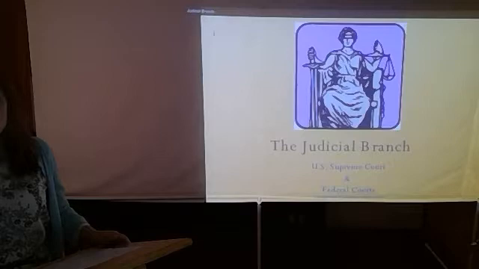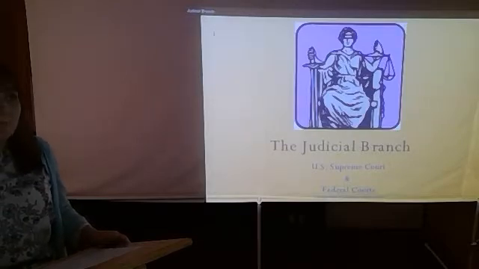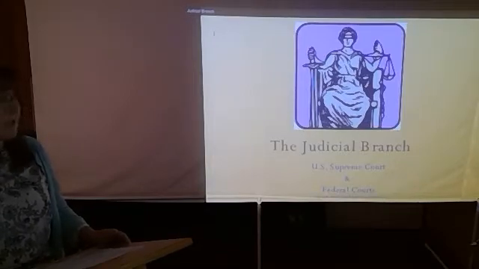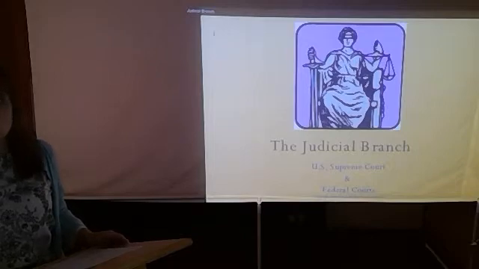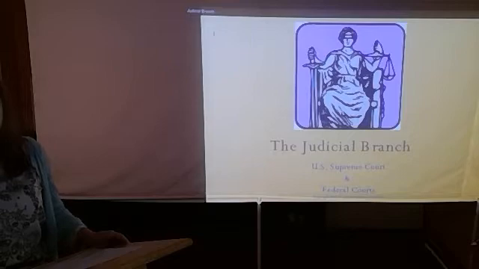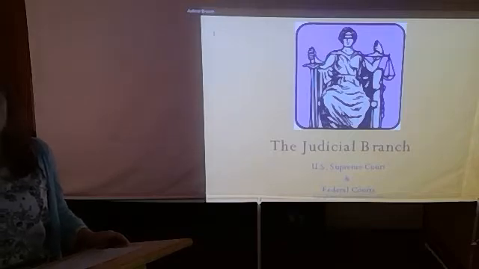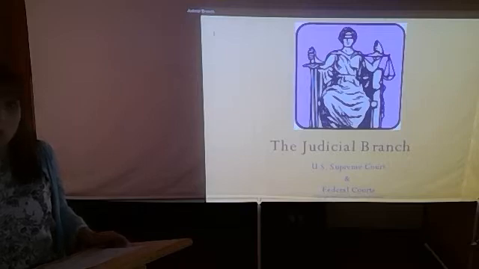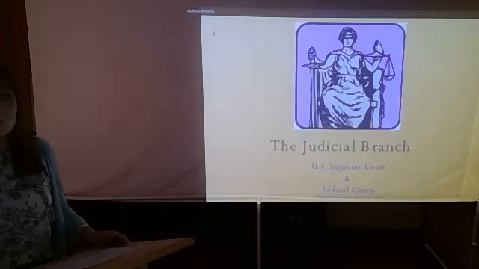The judicial branch is set up in the Constitution in Article 3. However, in that article, which happens to be the shortest article in the Constitution, it only sets up the Supreme Court. No lower courts are set up. However, Congress is given the power to pass legislation to create whatever other courts would be necessary to the workings of the government.